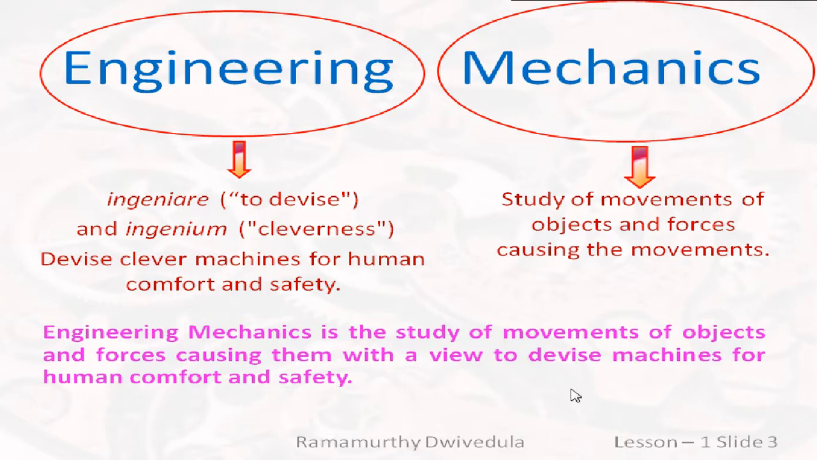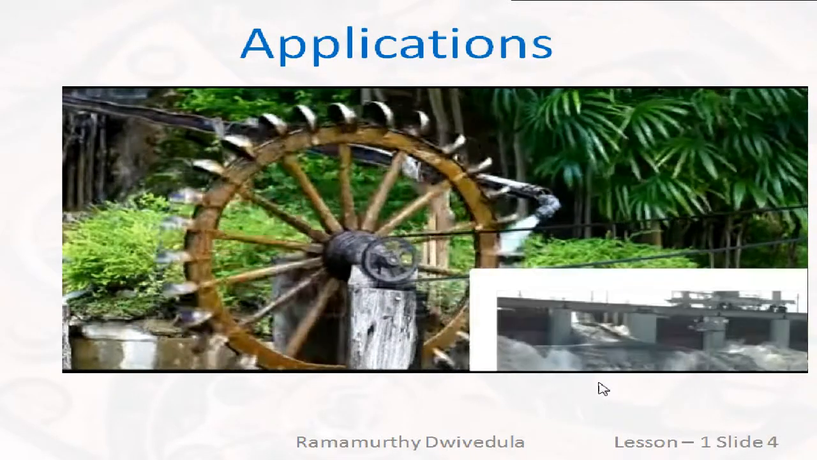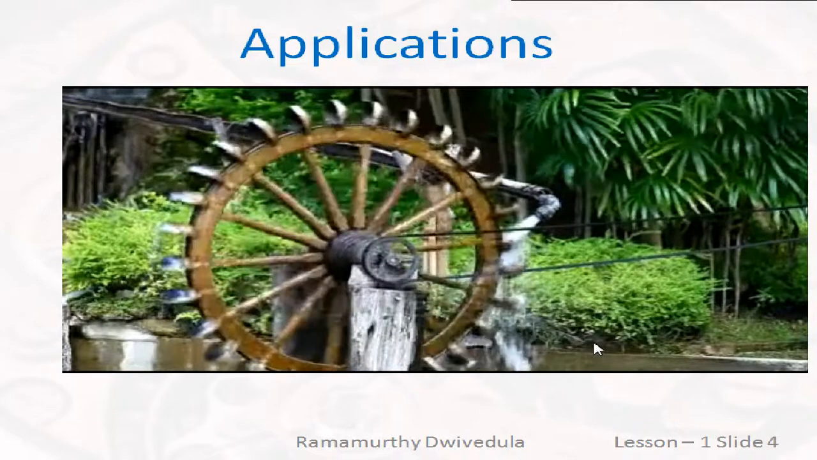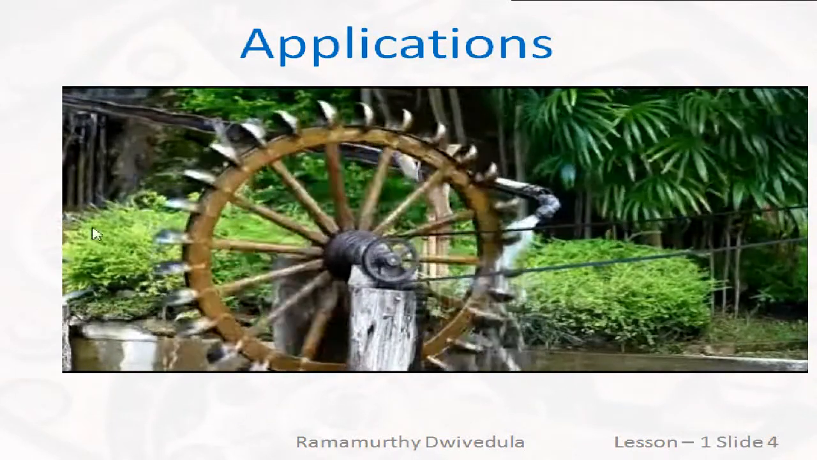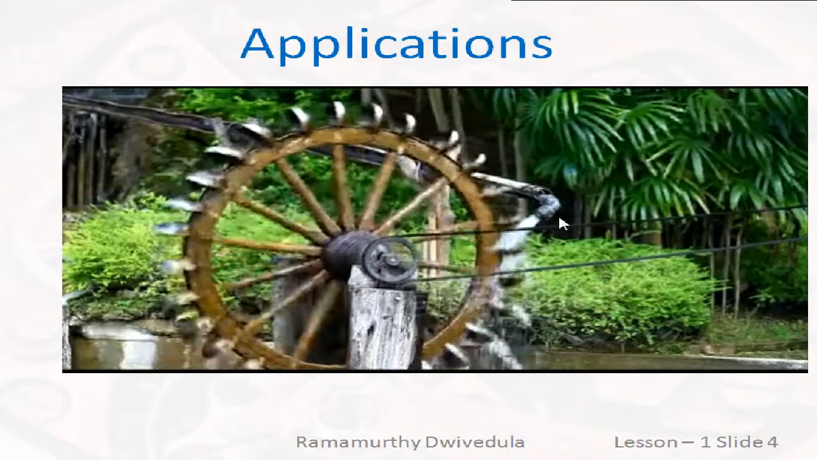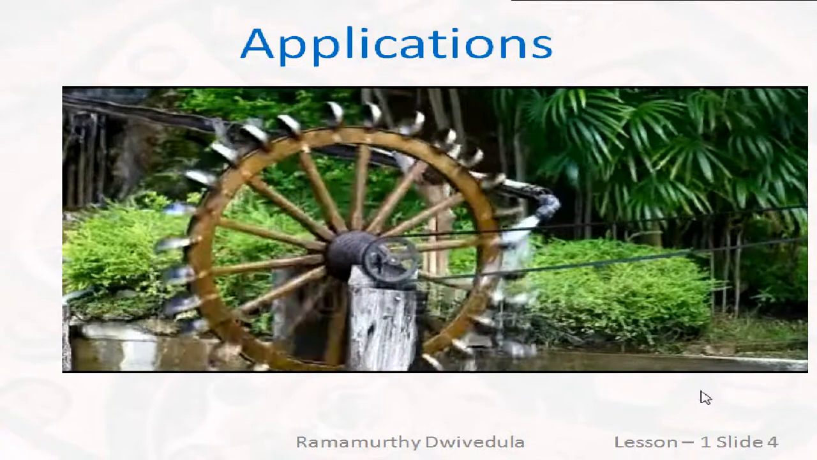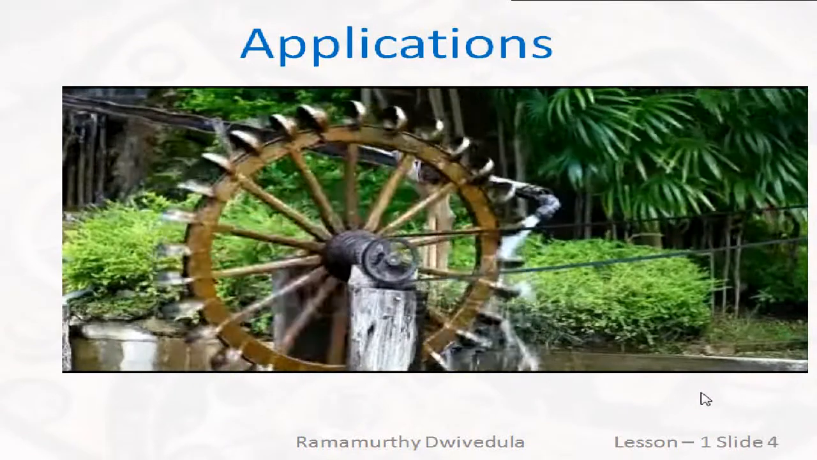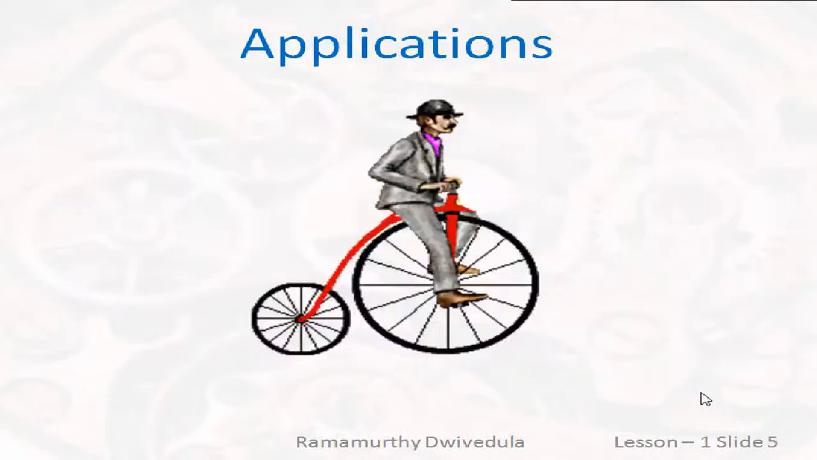Having seen what this engineering mechanics is all about, let us see a few examples of machines that use engineering mechanics. The one shown here is a water wheel. You can see that the force of the jet of water causes the wheel to turn. That is, you have force and movement. This is one classic example of a device that resulted from the study of engineering mechanics.